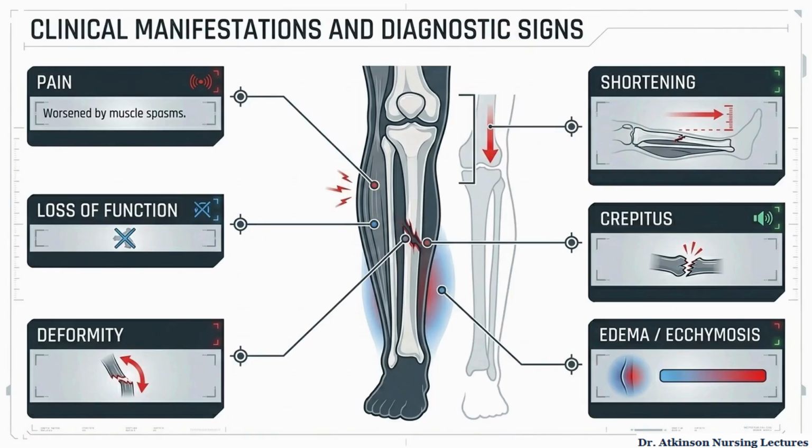Classic fracture findings include pain, loss of function, deformity, shortening, crepitus, and rapid swelling with ecchymosis. Muscle spasm often worsens pain and pulls fracture fragments out of alignment. Not all fractures present with every sign, especially stress or non-displaced fractures that may show only localized pain and tenderness. Clinical suspicion should always guide imaging and further evaluation.